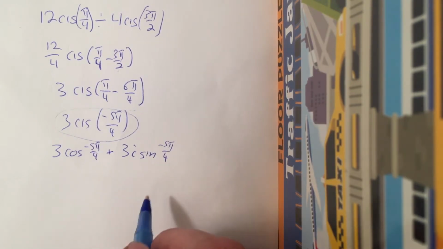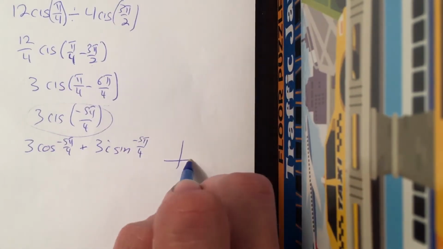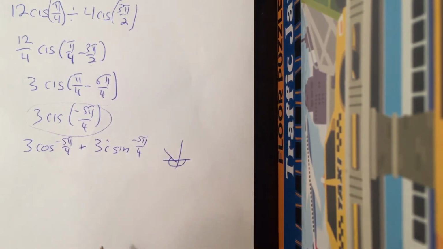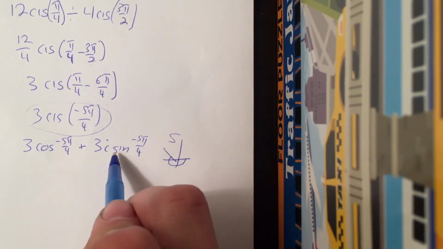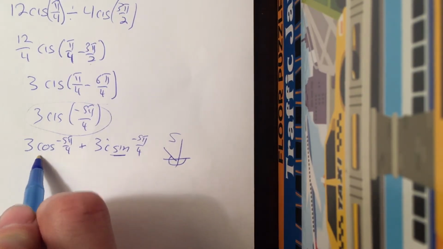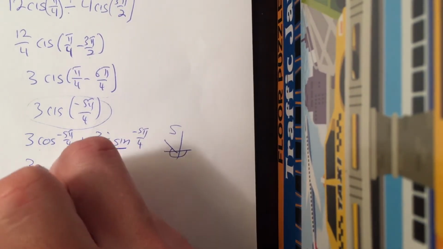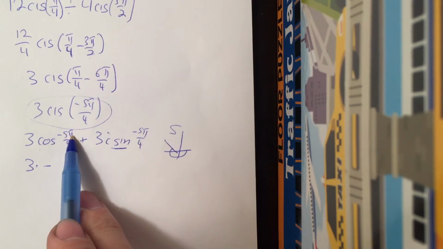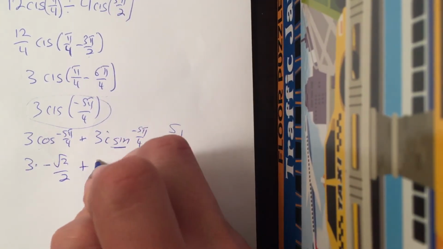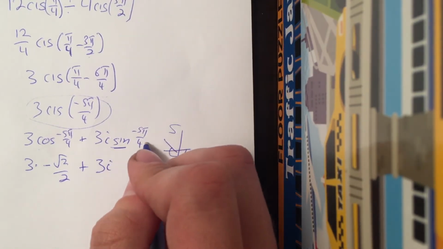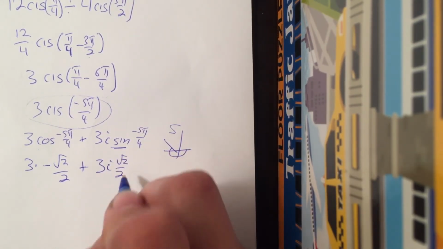So negative 5 pi over 4 is going to be up here in the second quadrant. All students take calculus means that the sine is going to be positive. Cosine here is going to be negative. So I have 3 times negative. Pi over 4 is going to give me a root 2 over 2. Plus 3I positive root 2 over 2.